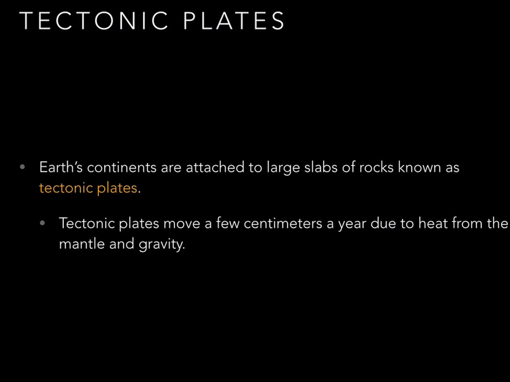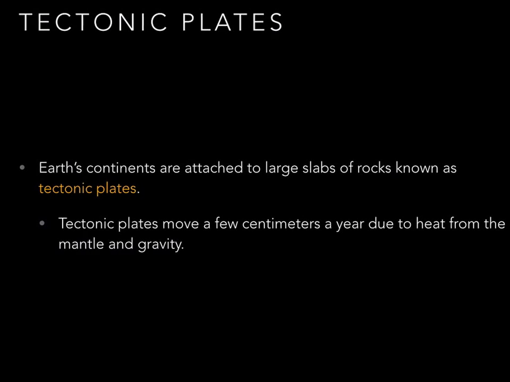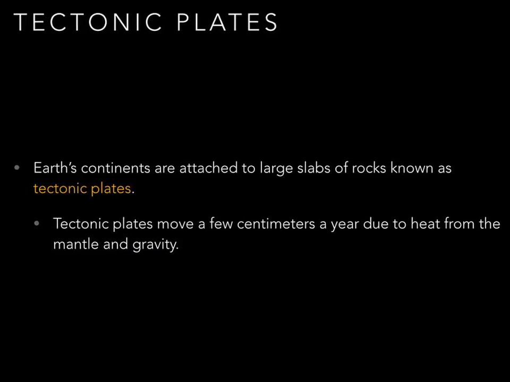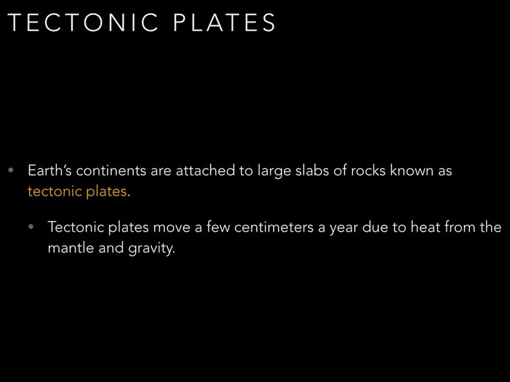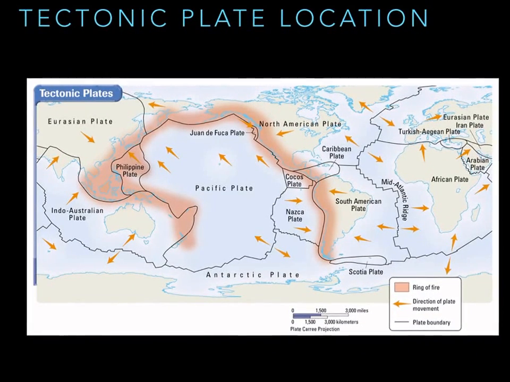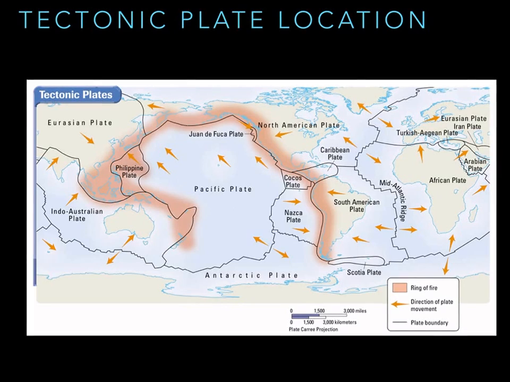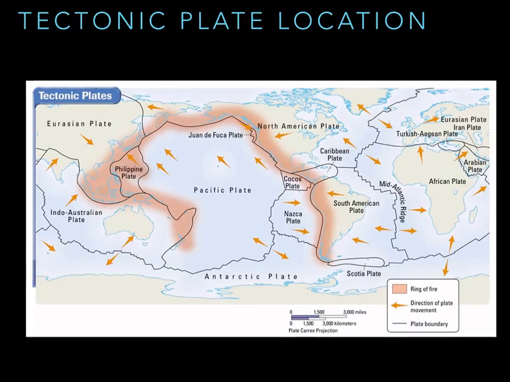Tectonic plates. Earth's continents are attached to large slabs of rock known as tectonic plates. These plates move just a few centimeters a year due to heat from the mantle and due to gravity. Here's a diagram. You may want to pause again and study it. It's the tectonic plates that make up our planet. You can see the direction in which they're moving if you look closely at the arrows. And the red section is the ring of fire, which we'll refer to in a few minutes.